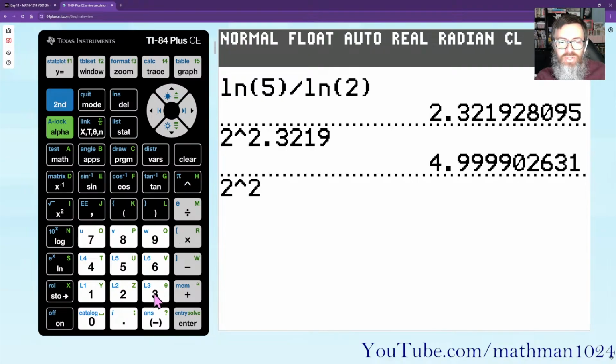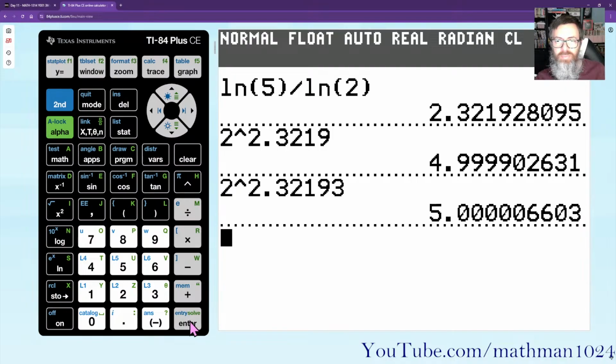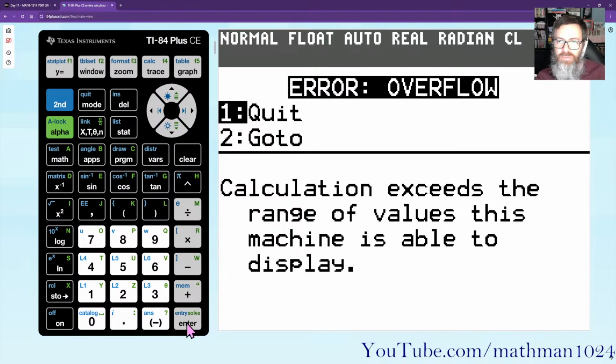And if I were to change this just a little bit, 2.3219, let's round to 5 decimal places. So I get 5 with a little bit of extra stuff over here. Let's add one more level of accuracy, and let's go out here to 6 decimal places.